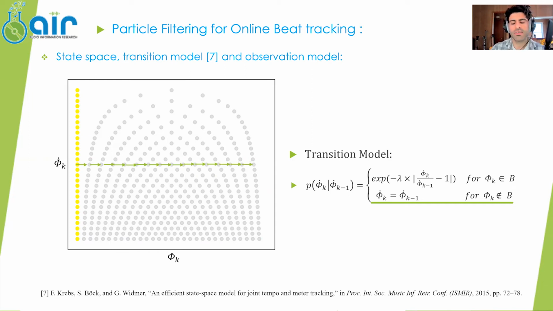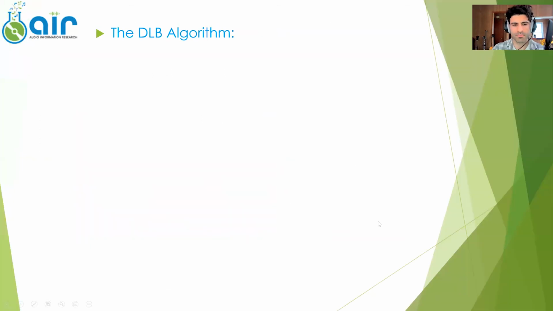But at the end, when they are going to the beat state, they are allowed to sample based on this function. So they are now allowed to go to different tempos. This is important because this allows the system to track the tempo. And when we have tempo fluctuation or tempo changes, the system can also successfully track the beats.